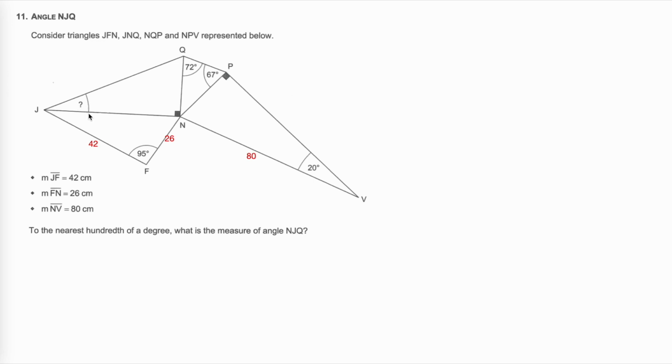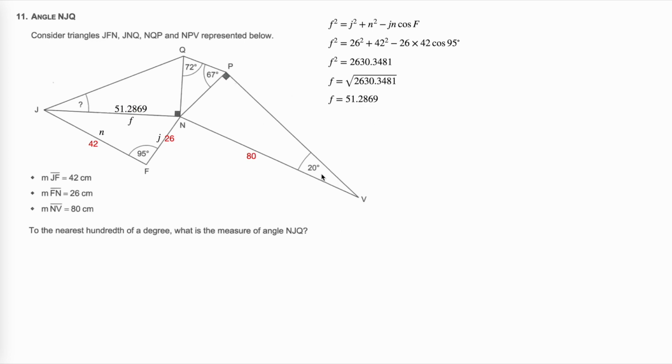We're after this angle. First, figure out this length. I'm going to call this length little f, this little j, this little n, and that little f. Use the cosine law: f squared is equal to j squared plus n squared minus jn times cosine of F, which is 26 squared plus 42 squared, take away 26 times 42 times the cosine of 95 degrees. This gives f squared equal to 2630.3481. Take the square root of both sides, giving us 51.2869.